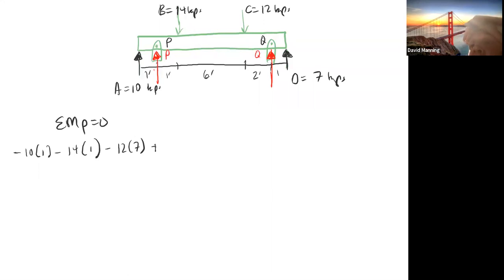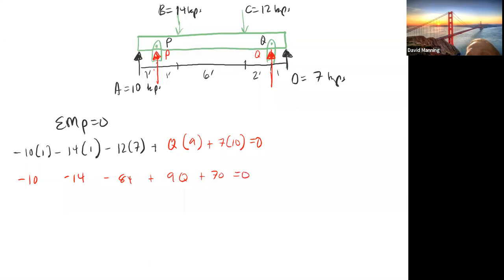So Q is plus Q times 9. And then D is 7 times 10. We'll set those equal to 0. So we got -10, -14, -84, plus 9Q, plus 70 equals 0. So that's 24, 108, 70, 38. 9Q equals 38. Q equals 4.22 kips.